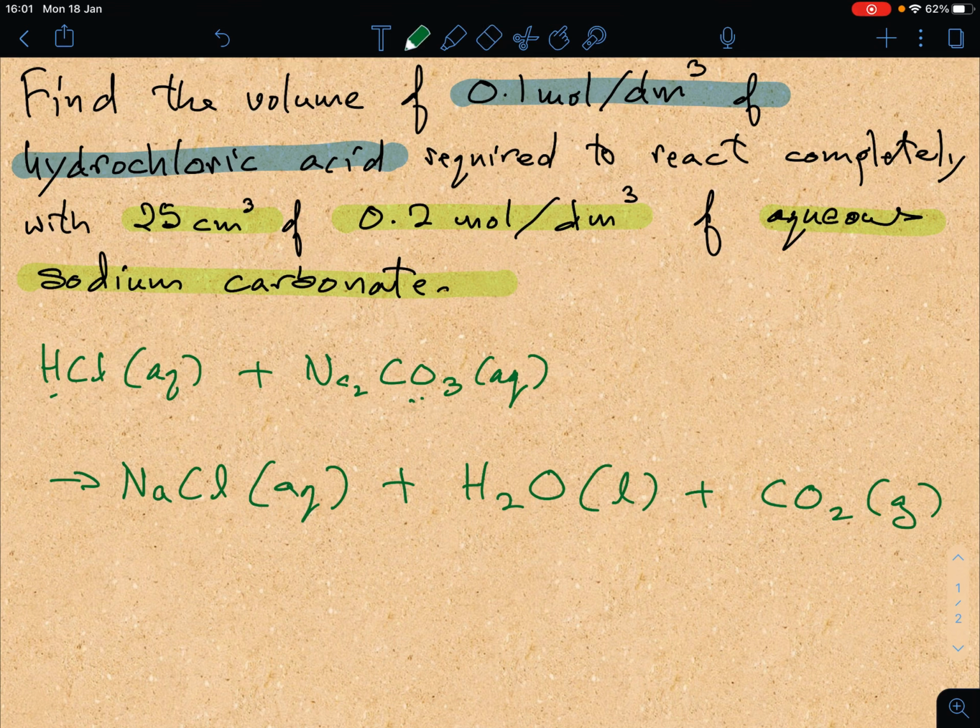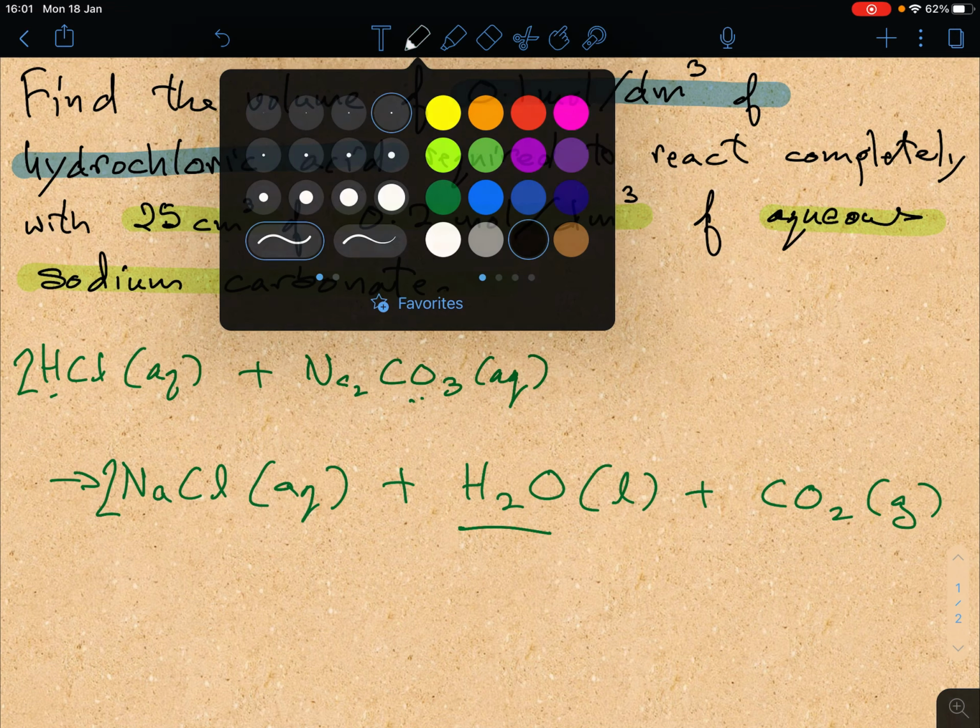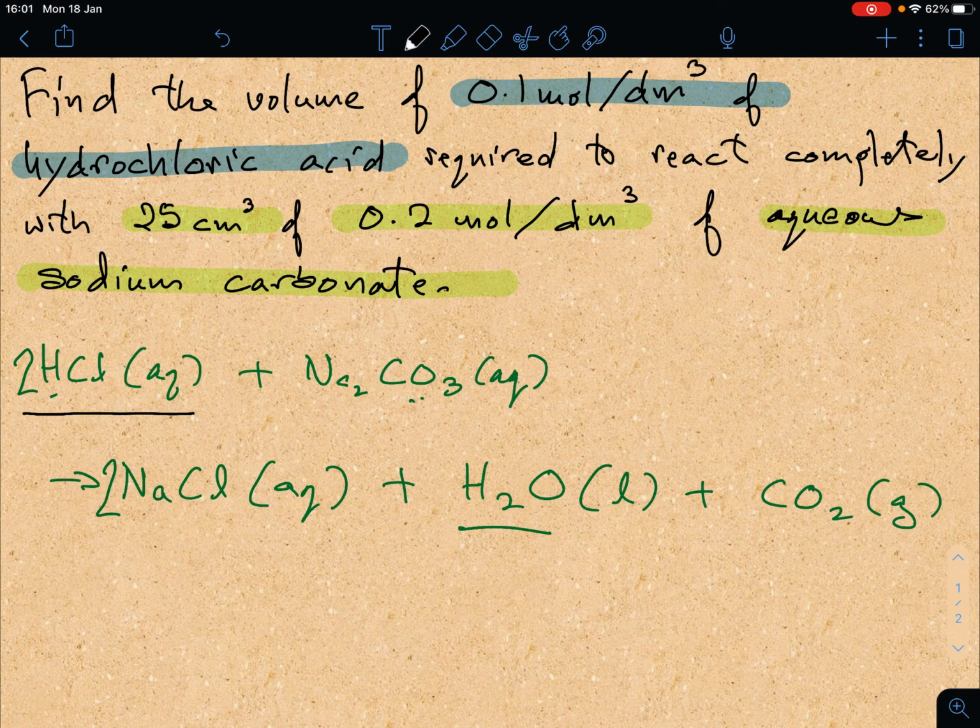Now we have to balance the chemical equation. We have H2 here, so we put 2 there, and since that will be Cl also 2, we have to put 2 here. I think that's all about it. So we have 2 mole of hydrochloric acid reacting with 1 mole of sodium carbonate to produce 2 mole of sodium chloride, 1 mole of water, and 1 mole of carbon dioxide.